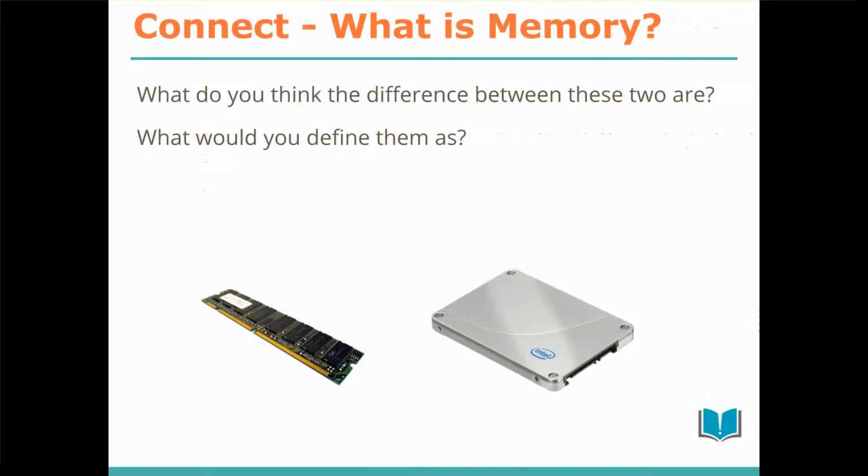So, what do you think the difference between these two are? On the left hand side we've got RAM, on the right hand side we've got a solid state hard drive. They both don't have moving parts. They've both got a lot of similarities as well as differences.